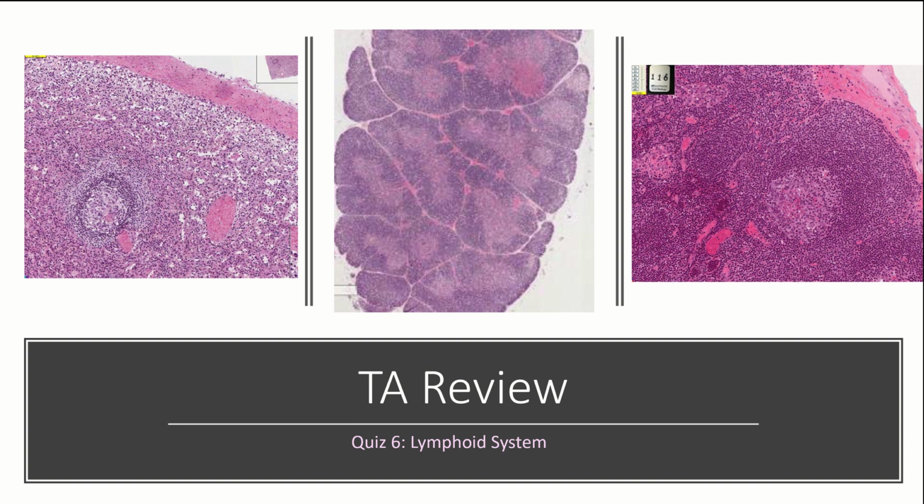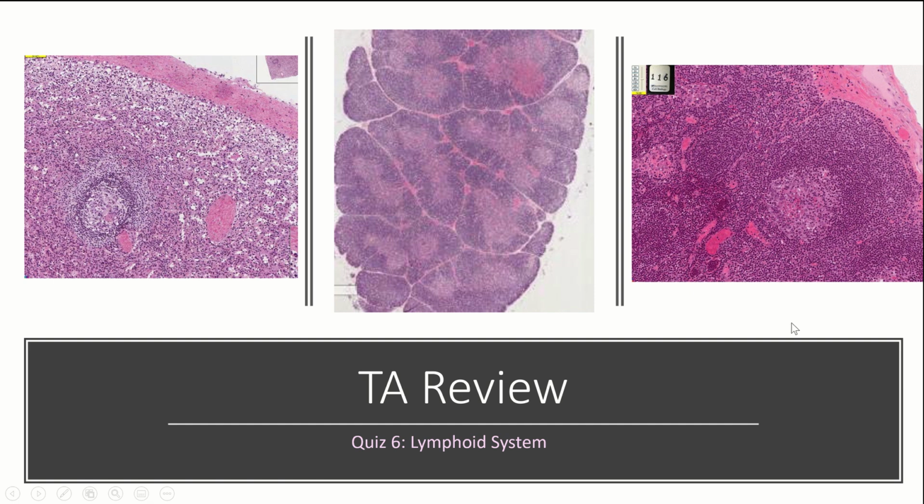This week is quiz 6, and we're going to be covering the lymphoid system. Hopefully by the end of this, you'll be able to tell me all about these pictures up here. So we've just got some examples. This is going to be the spleen, the thymus, and a lymph node.